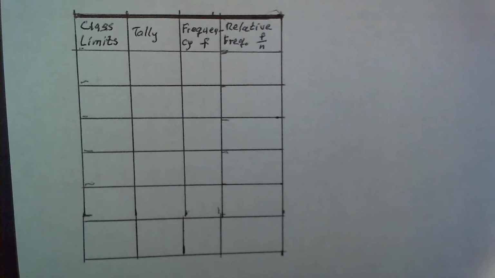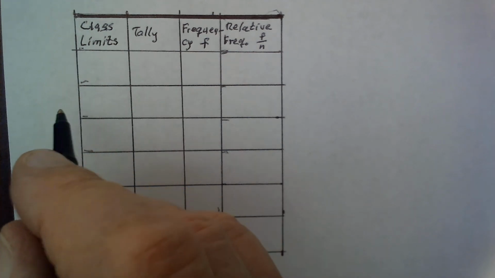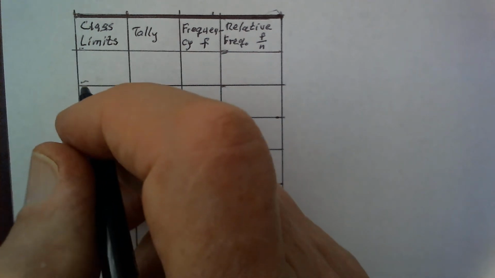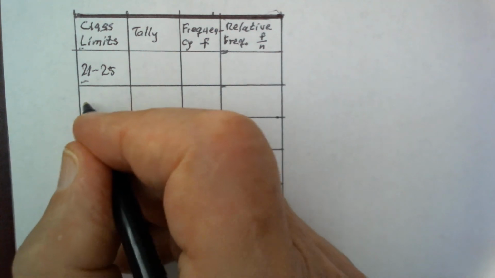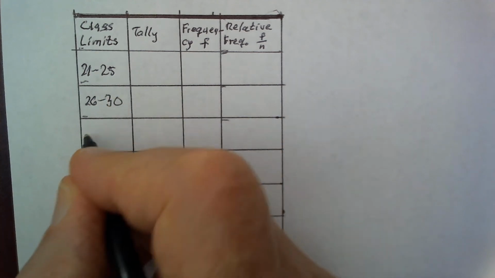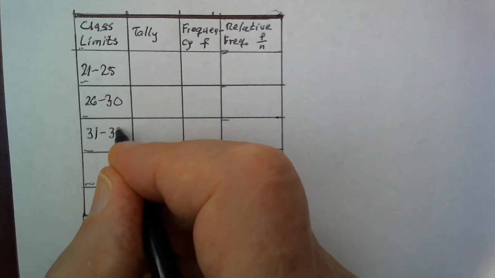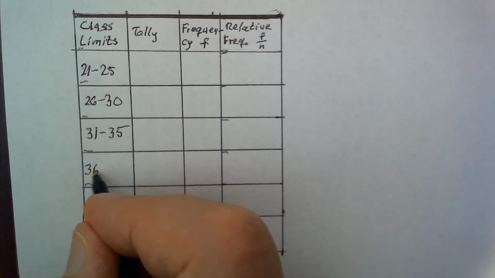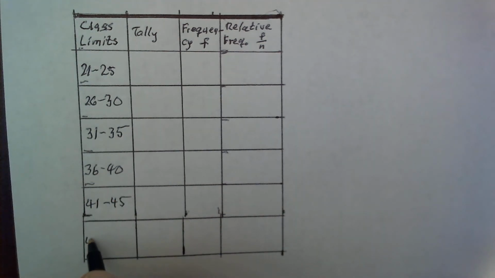So here's our table, and based on the example of table 3, we have our class limits here, and I decided on a class size of 5, so we go from 21 to 25, and we go from 26 to 30, and from 31 to 35, and from 36 to 40, and from 41 to 45, and from 46 to 50.